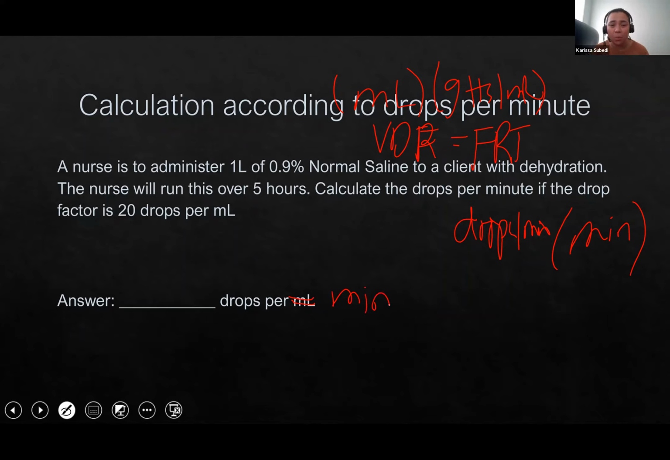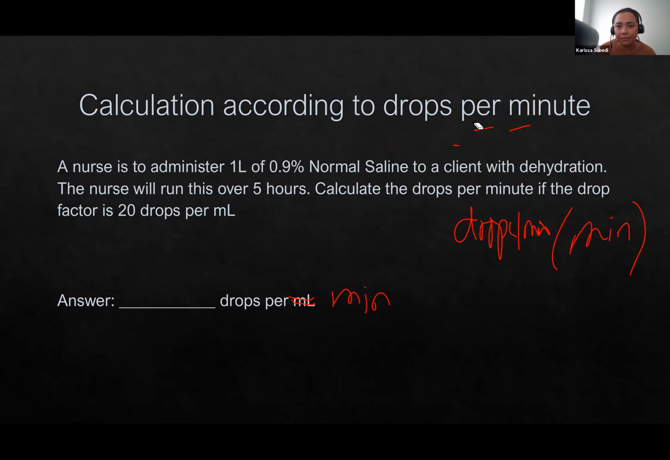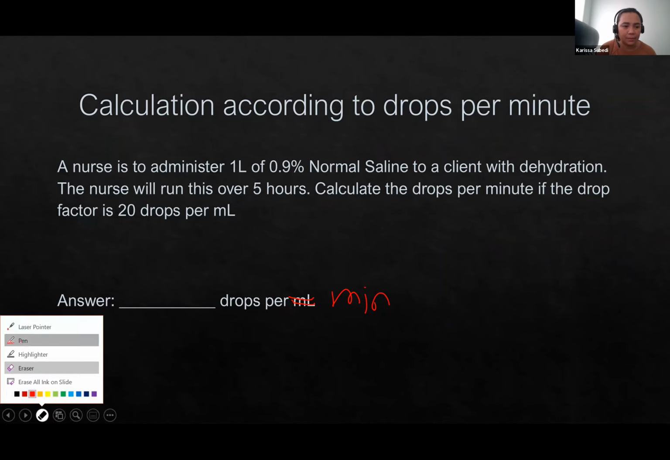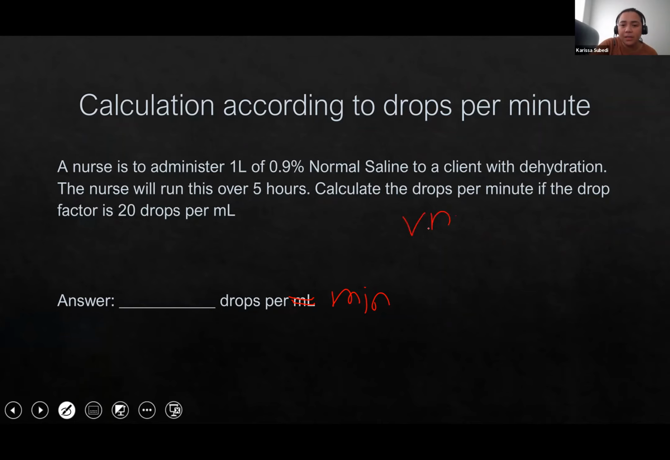So a nurse is to administer 1 liter of 0.9 normal saline to a client with dehydration. The nurse will run this over 5 hours. Calculate the drops per minute if the drop factor is 20 drops per mil. So let's calculate that. So it says here VDF equals FRT. So let's erase all of these so that we will have much space. So we have VDF equals FRT.